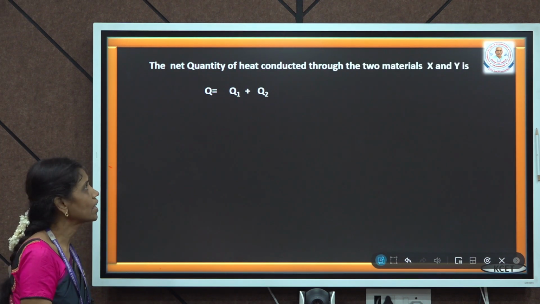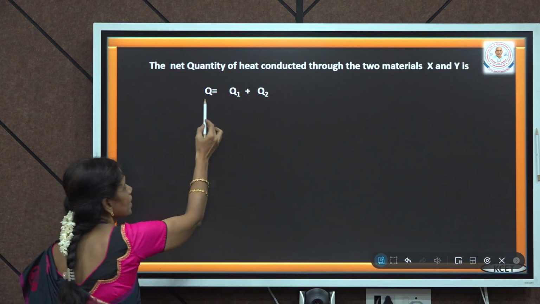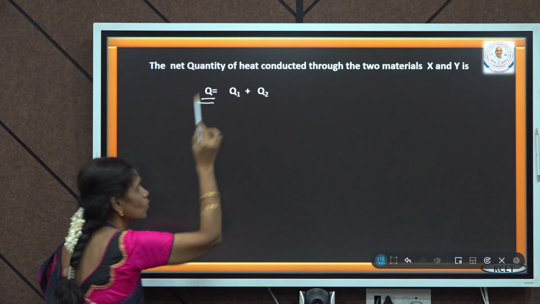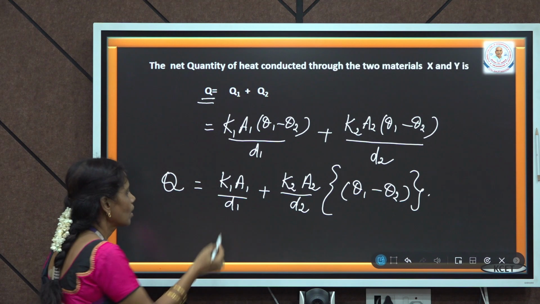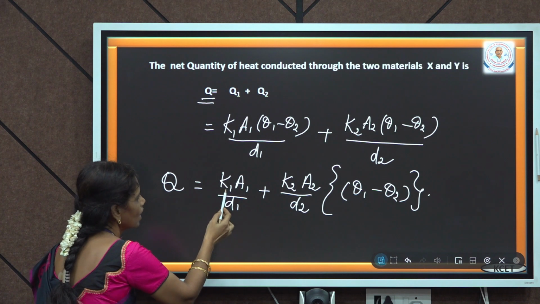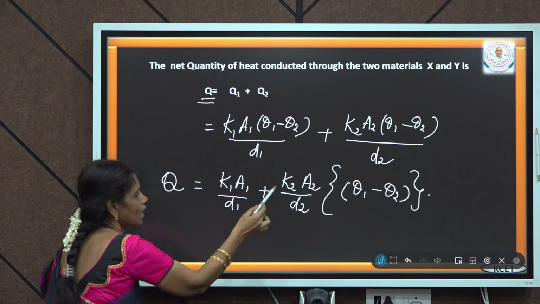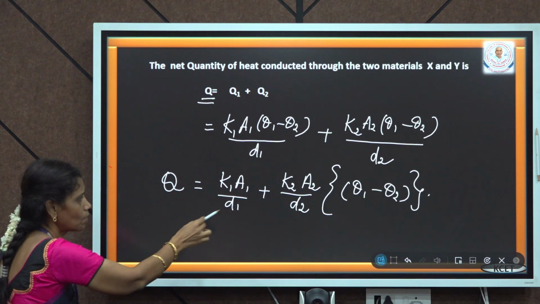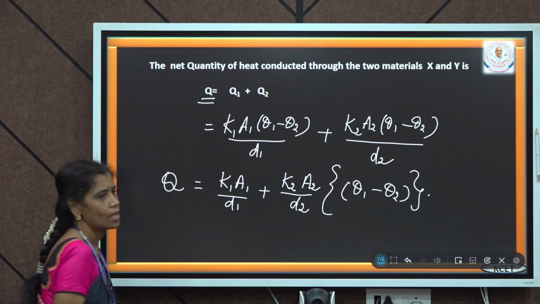The net quantity of heat conducted through the two materials X and Y is given by Q, and it is calculated by adding Q1 plus Q2. So, this is the net quantity of heat conducted by both the materials X and Y. It is given by K1 A1 by D1 plus K2 A2 by D2, into theta 1 minus theta 2. This is for the two systems stacked in parallel condition.